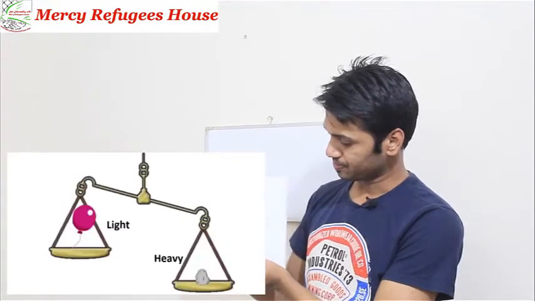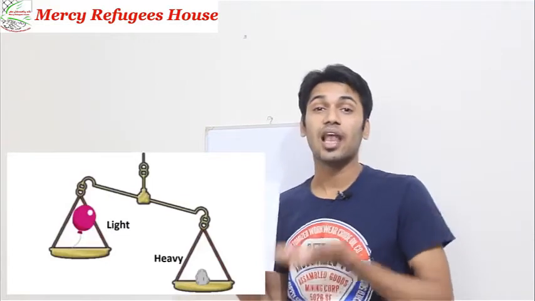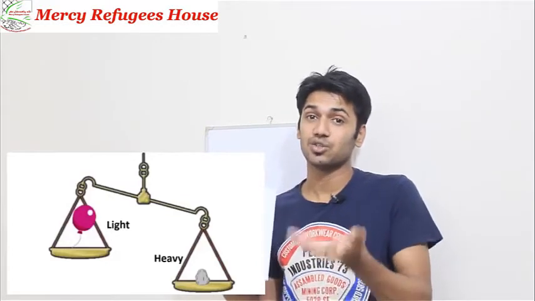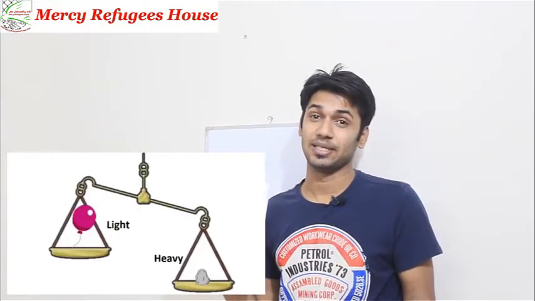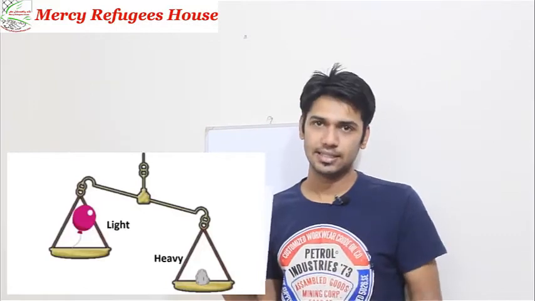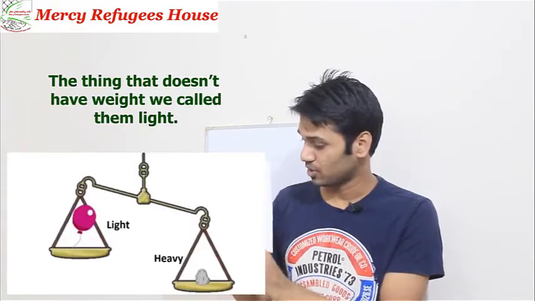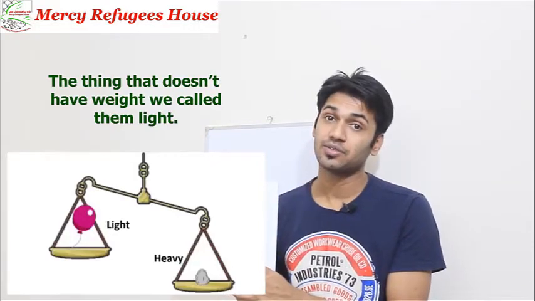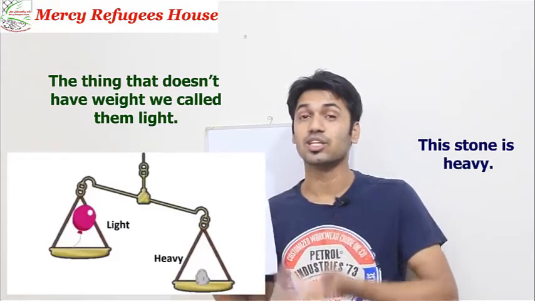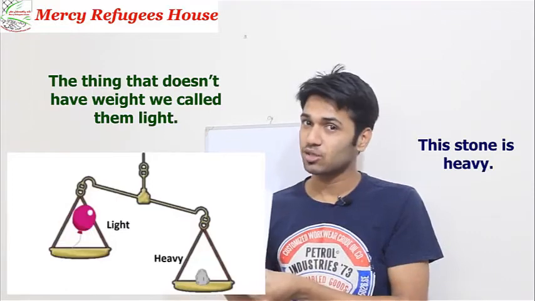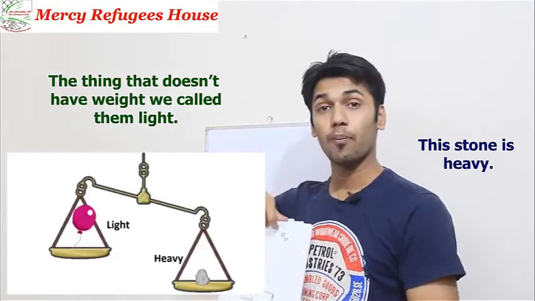Look at the next one. This is a balloon, and a balloon is light, right? It doesn't have much weight. Look at this one. It's a stone. It is heavy. The stone is heavy, and a thing that doesn't have weight, we call light. Light, and this stone is heavy. See, we are comparing based on their weight. What is the base of the comparison here? Weight is the base of our comparison.